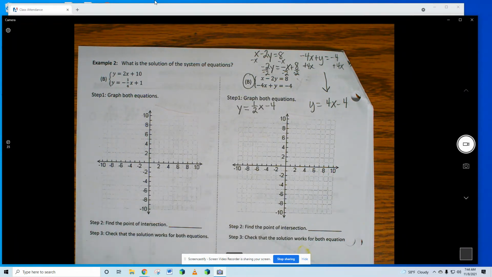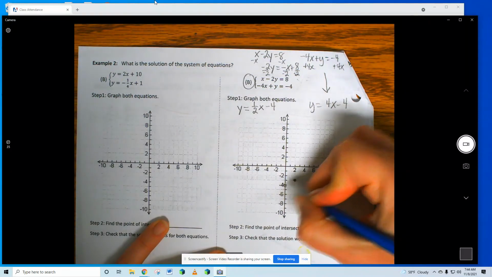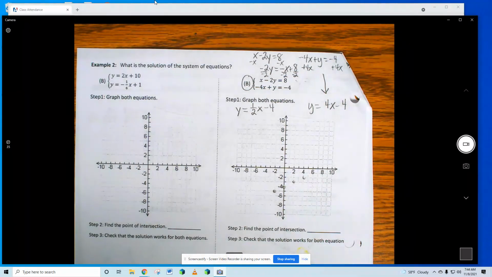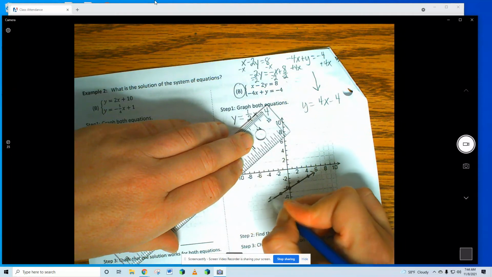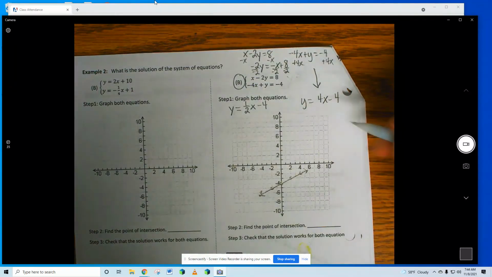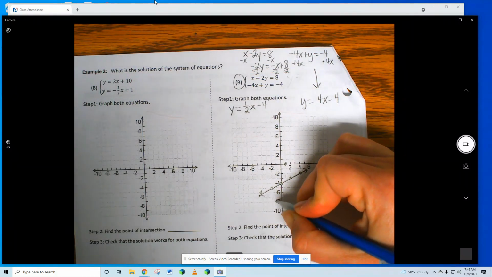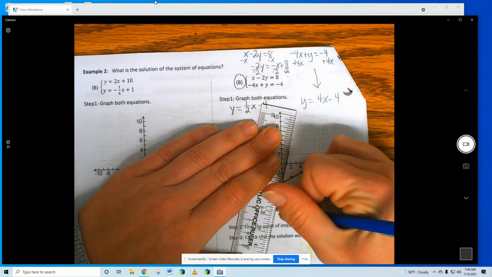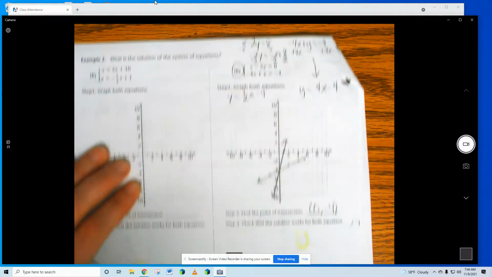All right, go ahead and graph them. You don't need me. Oh, I might not even have made that long enough. Darn it. I did make it long enough. What's the solution of this system? 0, -4. It's the y-intercept.